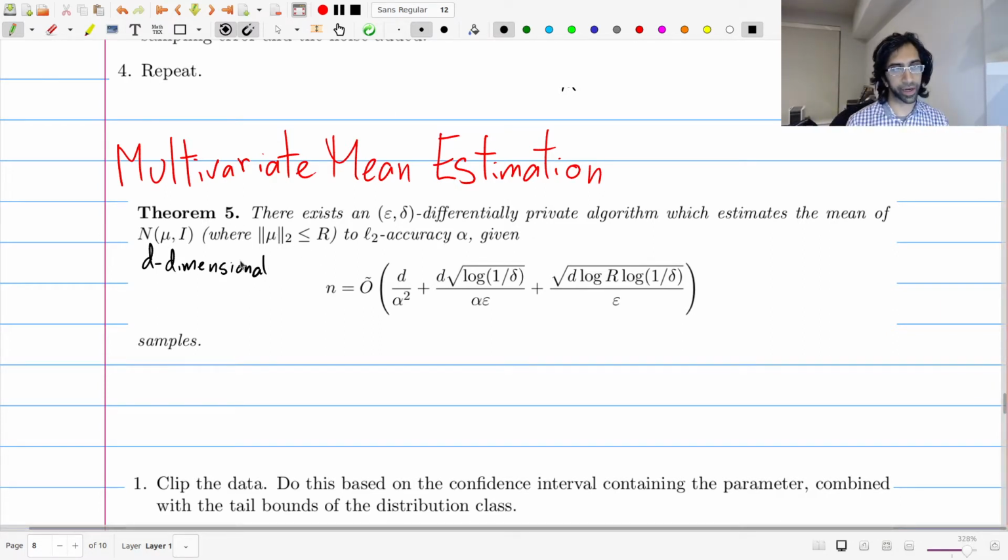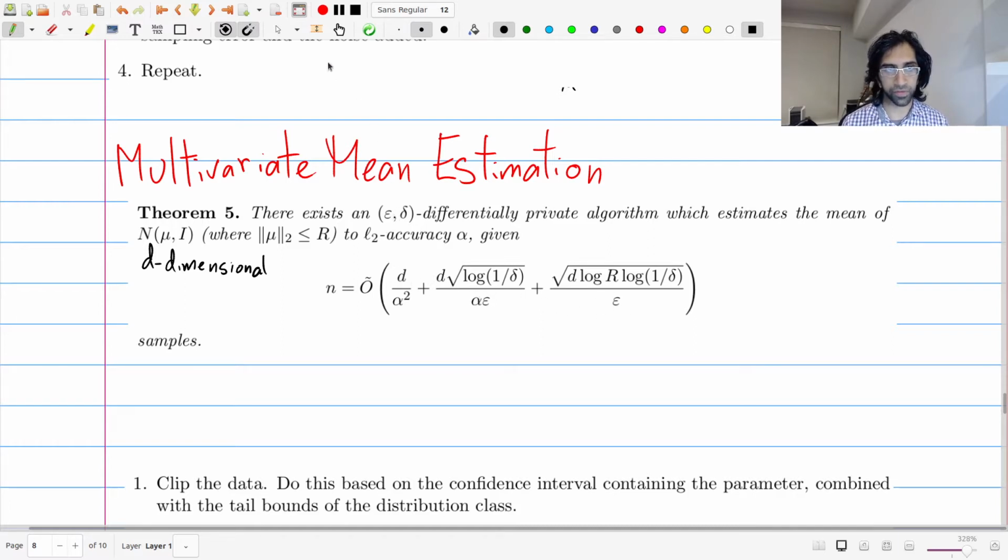What do we know about this d-dimensional Gaussian? We say that the mean of this Gaussian is bounded by R. This is different than before, where we had that the absolute value of the mean is bounded by R, but now we have that the L2 norm of this mean is bounded by R, related but not exactly the same. And we want to learn it now, not just to accuracy alpha, but L2 accuracy alpha. And the sample complexity will now be d over alpha squared plus d over alpha epsilon plus roughly square root d log R over epsilon.